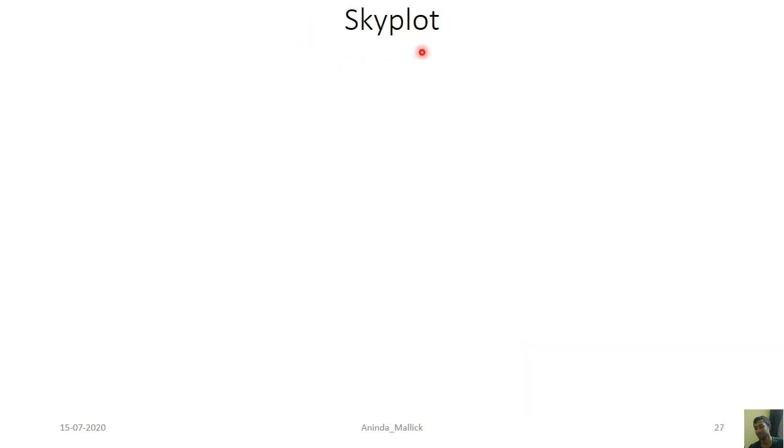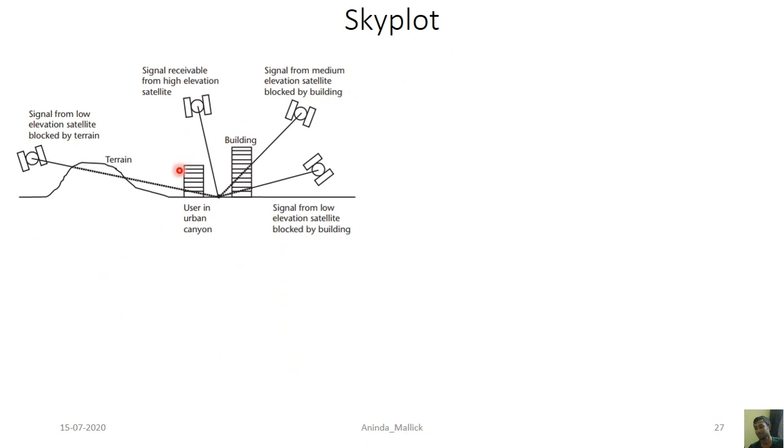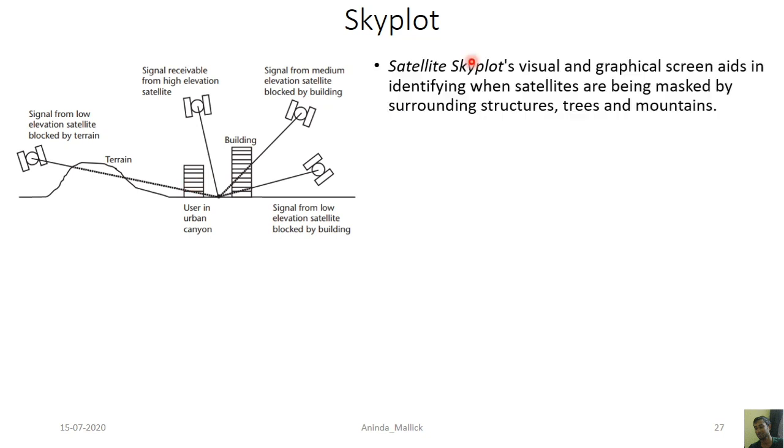So next one is the sky plot. That is one of the most important things. From this image you can understand the satellite signal can be blocked by buildings, trees and mountains. Satellites with higher elevation have a lower probability of the signal being blocked by buildings or trees. So the sky plot is basically a visual or graphical aid for identifying when satellites are being masked by the surroundings: trees, buildings or mountains.